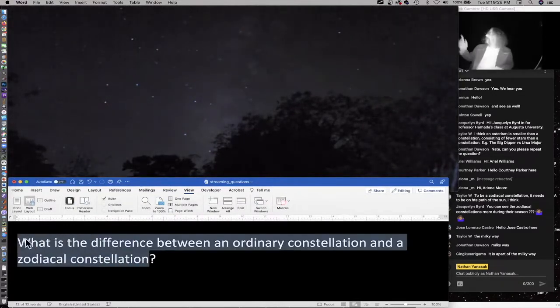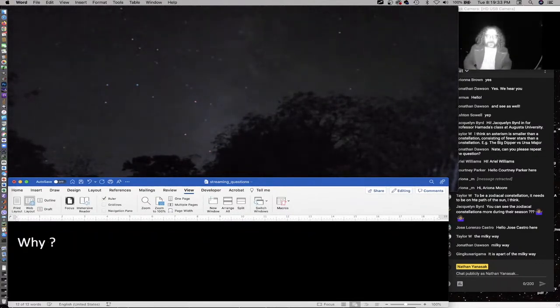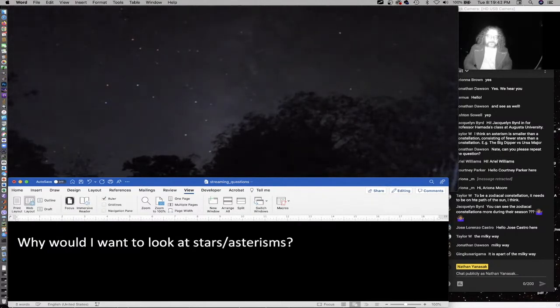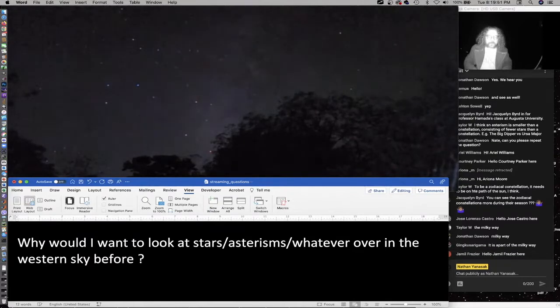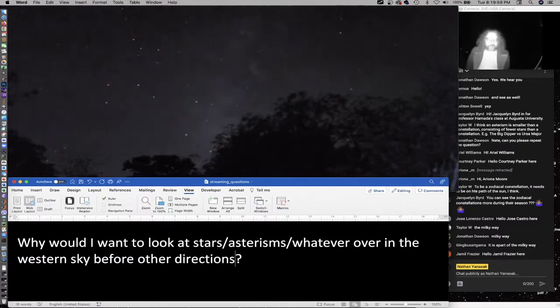So I'm going to actually look at some patterns over in the West. And so the question I might ask you is, why would I want to look at stars, asterisms, whatever, over in the western sky before other directions? Think about that for a bit. Why would I want to look at stars and asterisms or whatever over in the western sky?